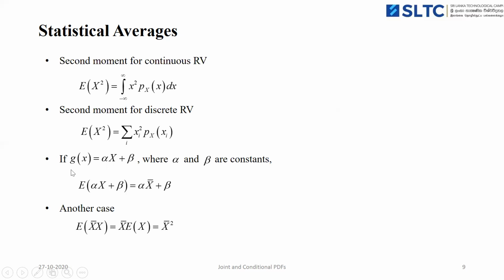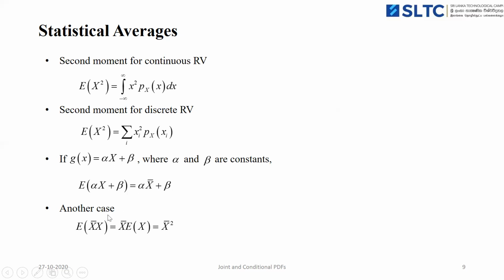Now consider one more example. If the given function g(X) equals alpha X plus beta, where alpha and beta are constants, then this is a new random variable which is a function of X. The expectation of g(X) equals the expectation of alpha X plus beta, which equals alpha X bar plus beta, because alpha and beta are constants. We can apply expectation only to the random variable, so we get alpha X bar plus beta.